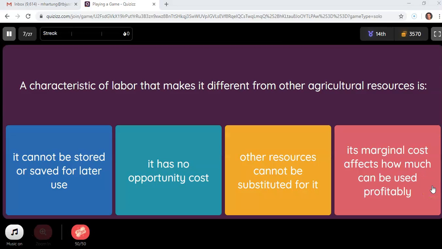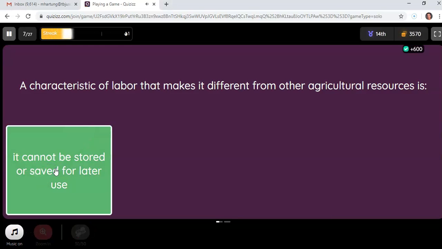A characteristic of labor that makes it different from other agricultural resources: it cannot be stored or saved for later use. No, you can't do that. You can save tractors and equipment. It does have an opportunity cost. Other resources cannot be substituted. That's not true. You can find other resources. Its marginal cost affects how much can be used profitably. No, this one. Can't store it.